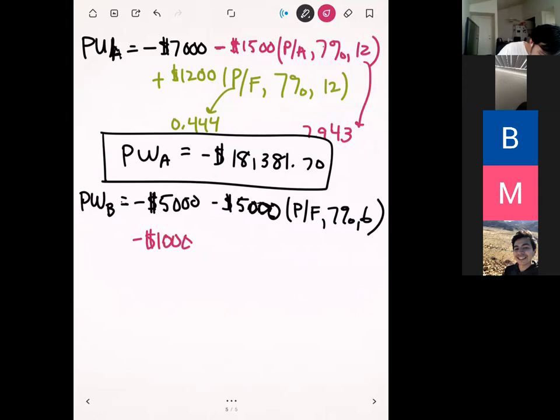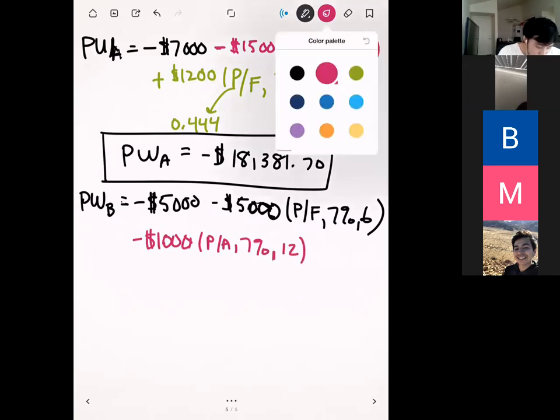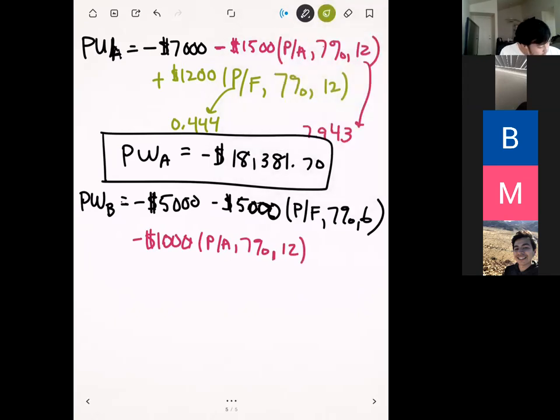Next, we have our yearly maintenance costs. We can have a subtract of $1,000, and this happens for all 12 years, so it's going to be 12. And then we need to add our two salvage values. So we're going to add $1,000.